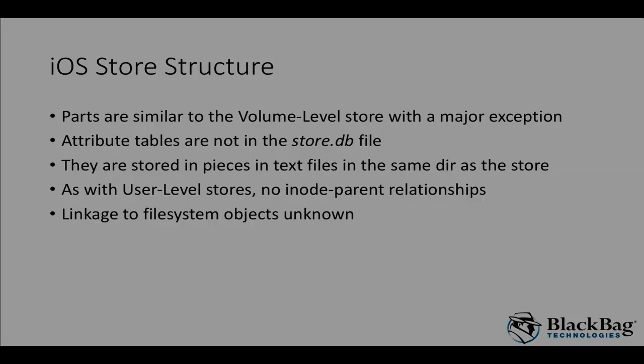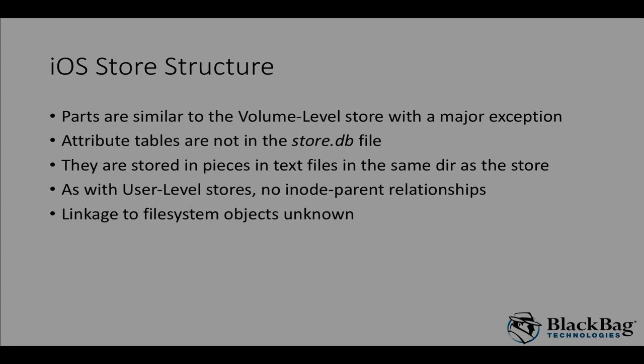So the iOS store structure is similar to the store structures of the volume level and user level stuff, except for the fact that the attribute tables are missing. They're just not there. So if you try to parse it with code that expects a normal Spotlight store, you get nothing because there are no key names anywhere in the file. I've uncompressed everything and dug around. They're definitely not there. So they're actually stored in those .map files.